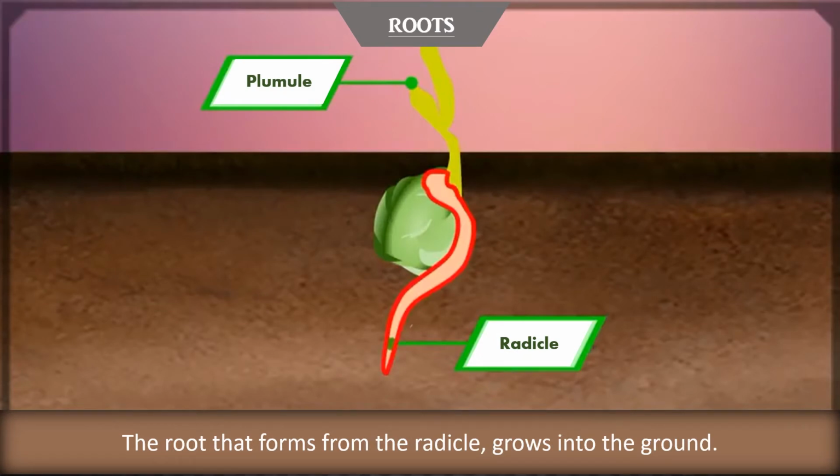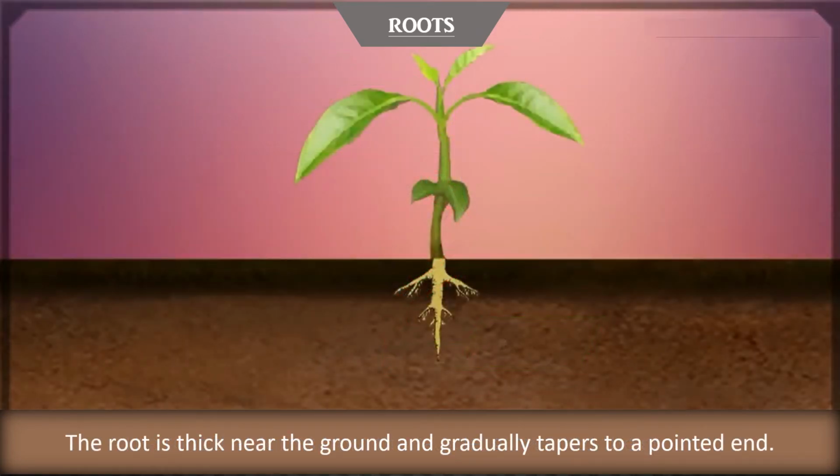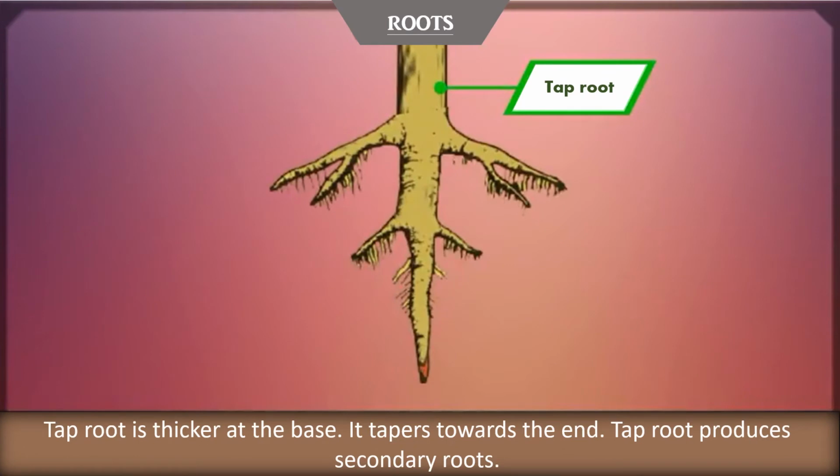The root that forms from the radicle grows into the ground. The root is thick near the ground and gradually tapers to a pointed end. This part of the plant growing below the soil for support is called root. Taproot is thicker at the base. It tapers towards the end. Taproot produces secondary roots.